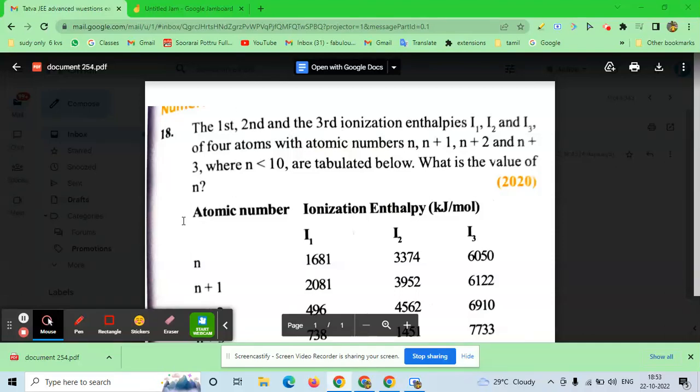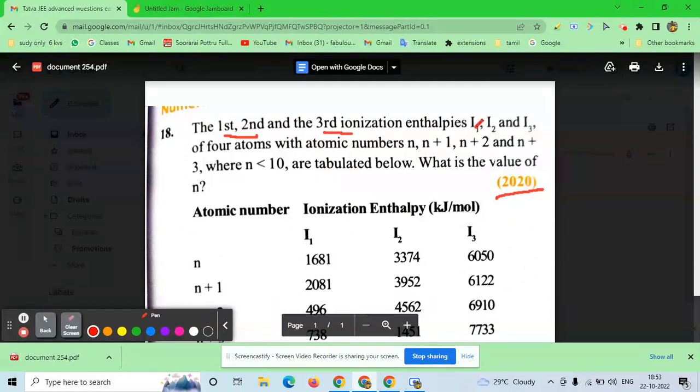Here we are to solve a JEE Advanced 2020 question. The question is: the first, second, and third ionization enthalpies, I1, I2, I3, of four atoms with atomic number n plus 1, n plus 2, and n plus 3, where n is less than 10, are tabulated below. Then what is the value of n?